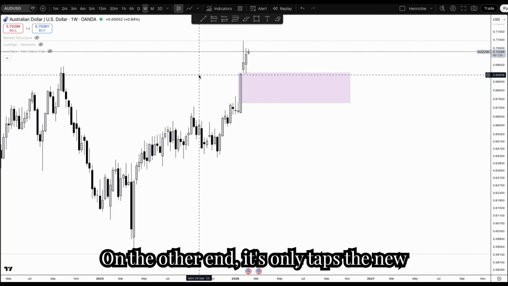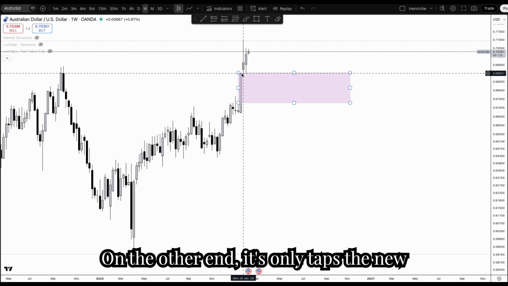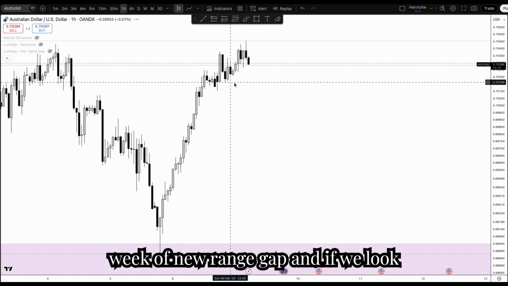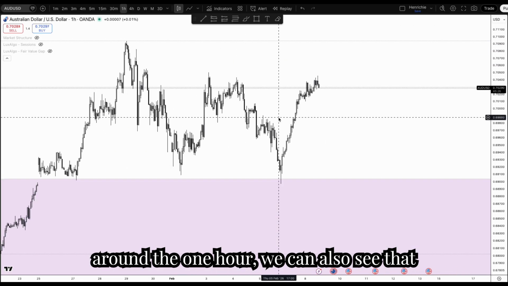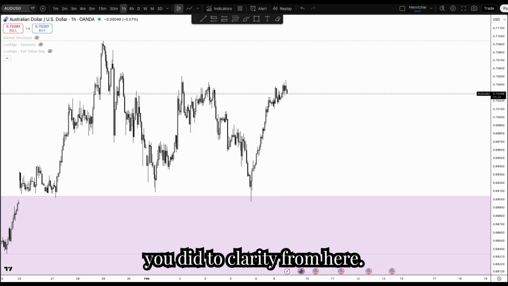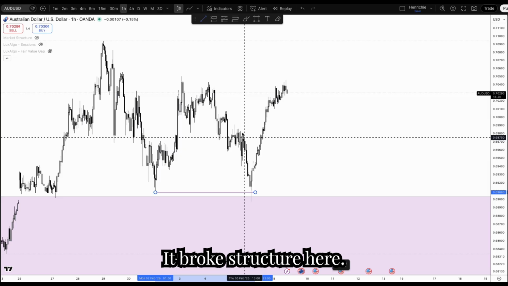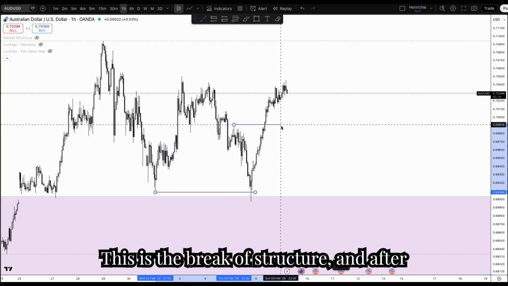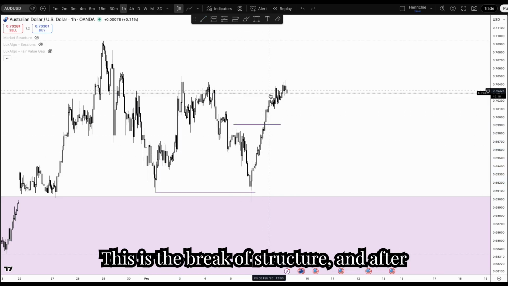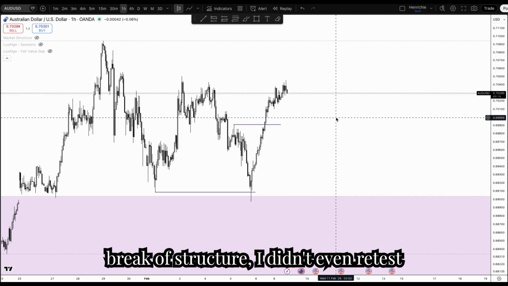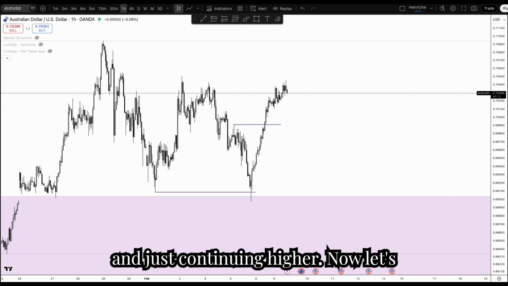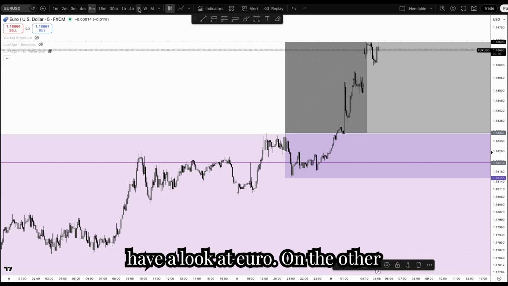AUD. AUD on the other end, it only tapped the new week opening range gap. And if we look at it on the 1 hour, we can also see that AUD took liquidity from here. It broke structure here. This is the break of structure. And after the break of structure, it didn't even retest. It just continued higher.